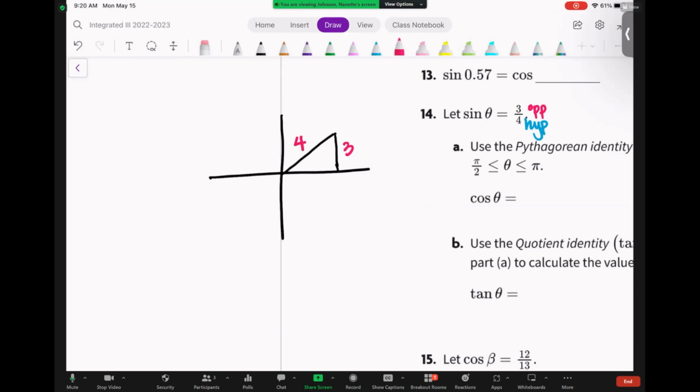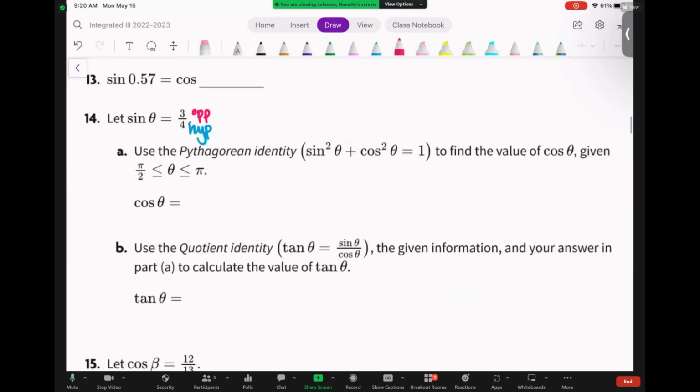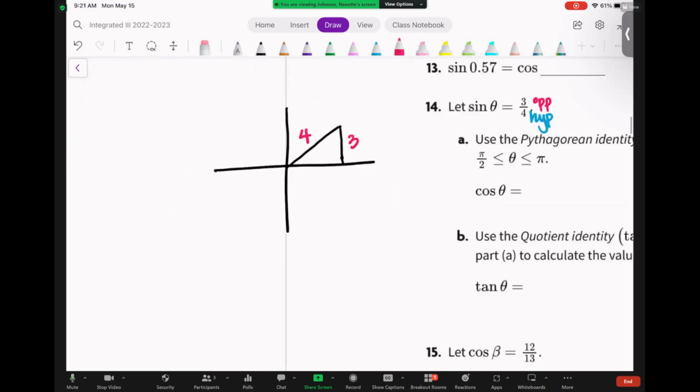Okay. And then it says use the Pythagorean theorem to find the value of cosine given that theta is between pi over 2 and pi. So number one, you notice, oh, Ms. Johnson, you've drawn it in the wrong space. Yes, but I purposefully do this to let you know that there's more than one answer, and you have to be diligent in finding the right answer that they're asking for. So clearly I'm not in the correct quadrant.